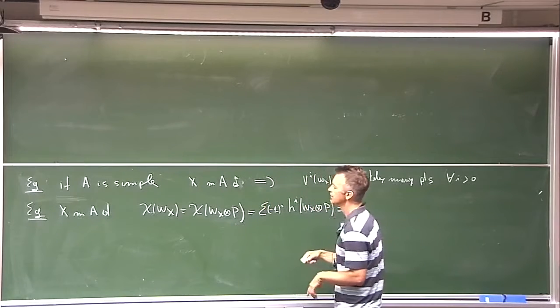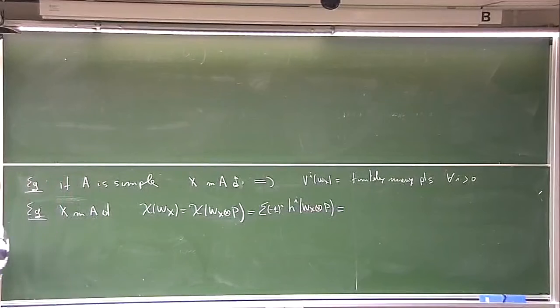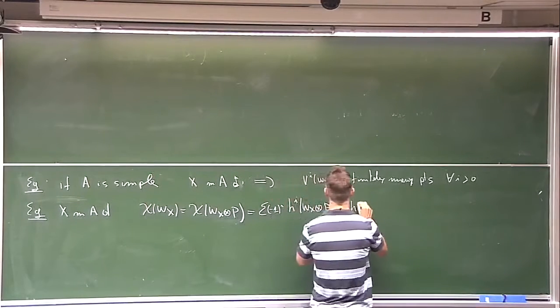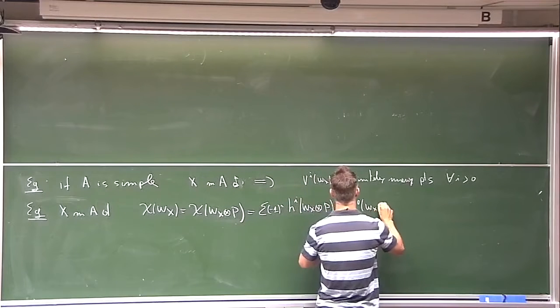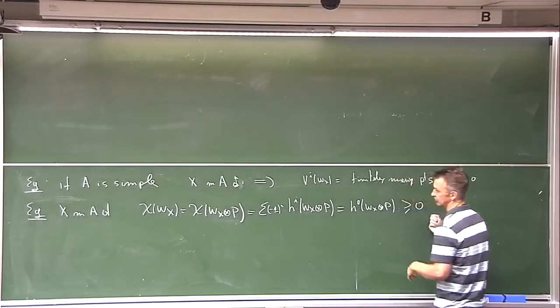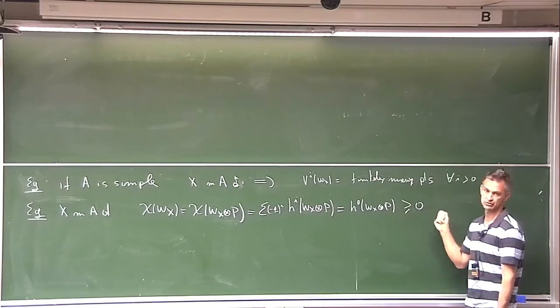But now, since it has maximal Albanese dimension, statement 2 says that for a general choice of P, that cohomology group is empty, right? So this is actually just equal to H0 of omega X tensor P, which is greater or equal to 0. So for a variety of maximal Albanese dimension, the Euler characteristic is always greater or equal to 0.